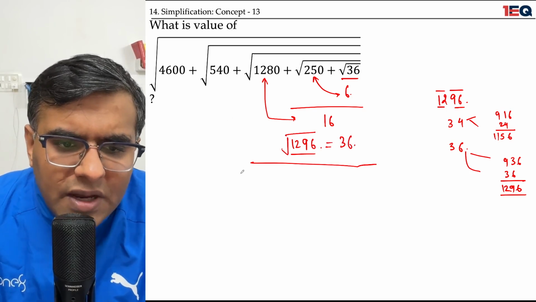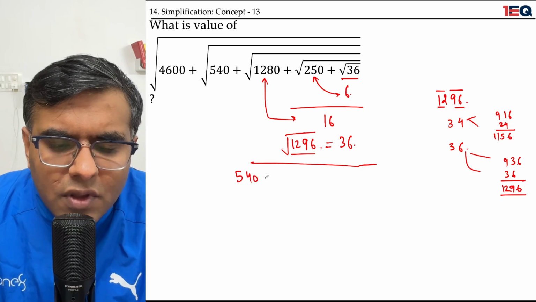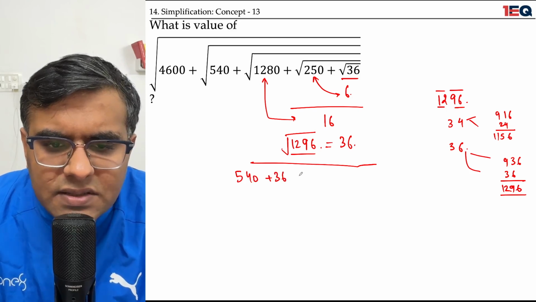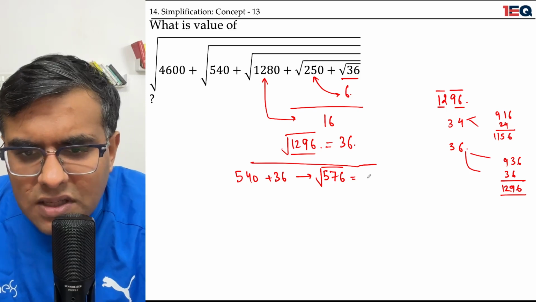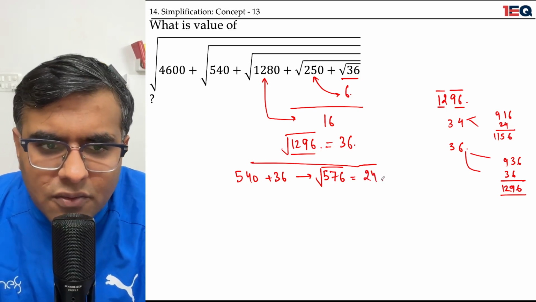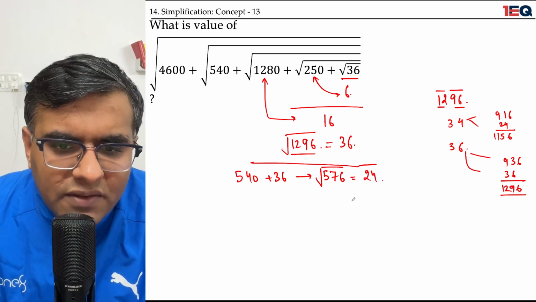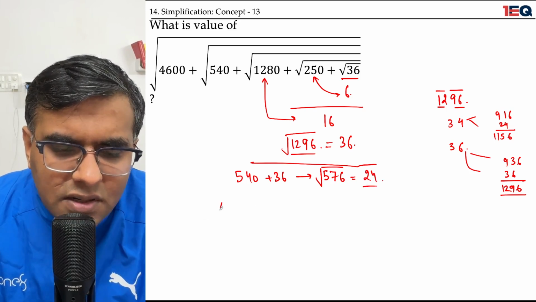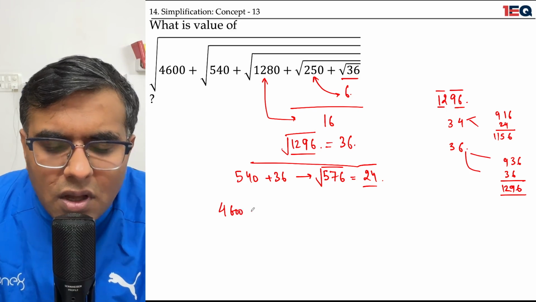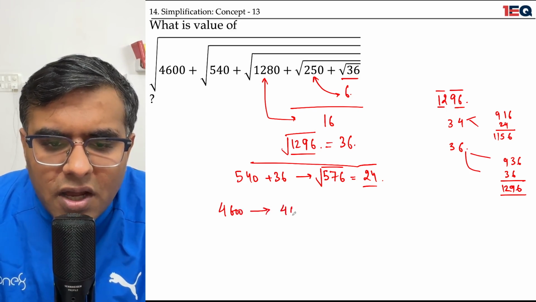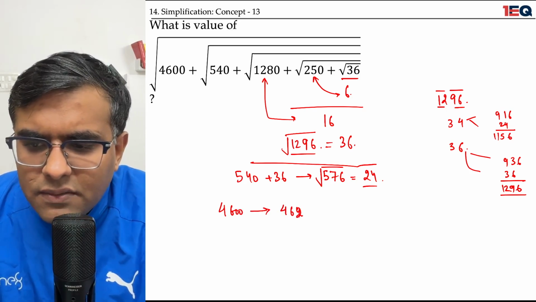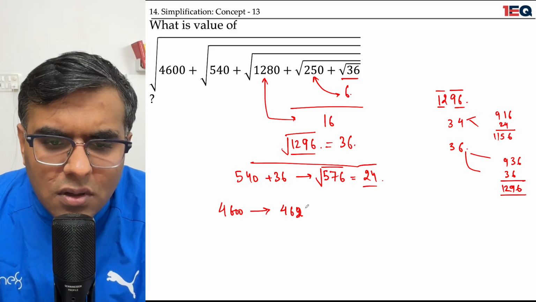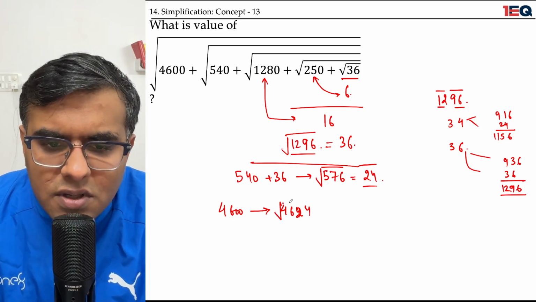Now let me add that to 540. 540 plus 36 gives me 576. The square root of 576 is nothing but 24. Now I have 24 over here and I have 4600 to add with it. At 4600, I would reach 4624, and I need to find out the square root of that.